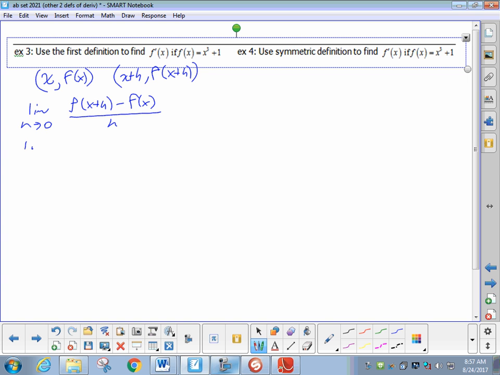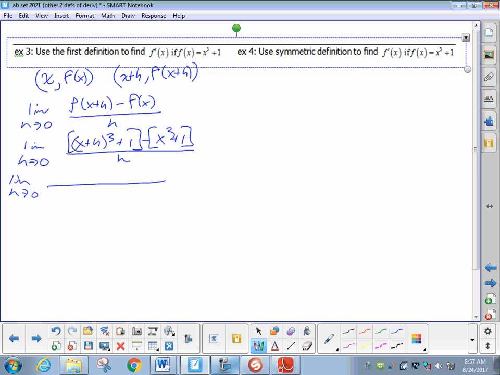Now specifics. The limit as h goes to 0. This time the function is x cubed plus 1. So that's x plus h all cubed plus 1 minus x cubed plus 1, over h. I want to give you this one. No problem. All right, please somebody tell me no, you know the binomial expansion of a cube. All right, in the interest of time, x cubed plus 3x squared h plus 3xh squared plus h cubed. I got you. Plus 1 minus x cubed minus 1 over h.